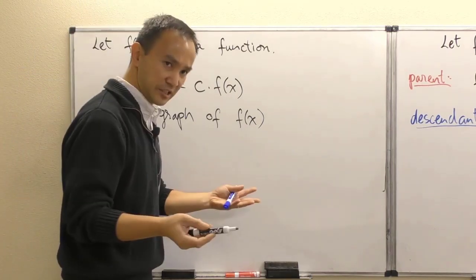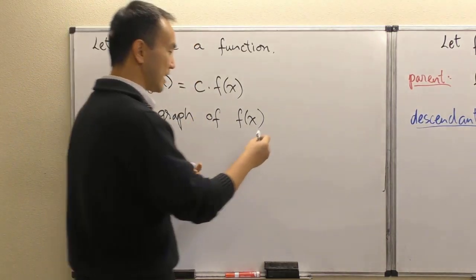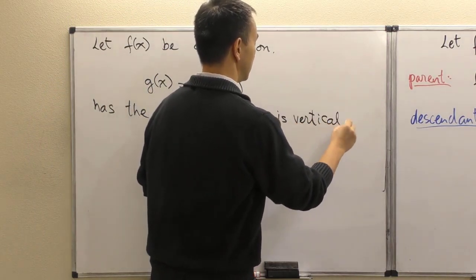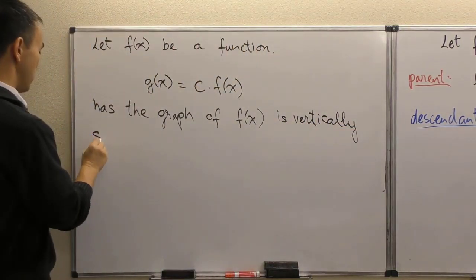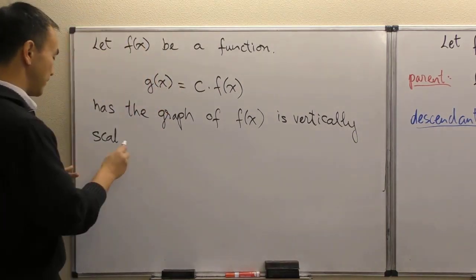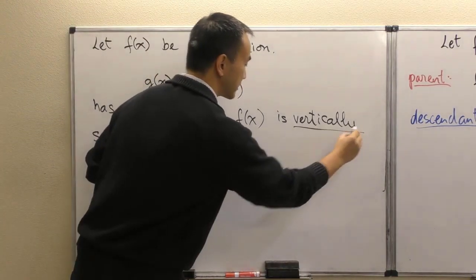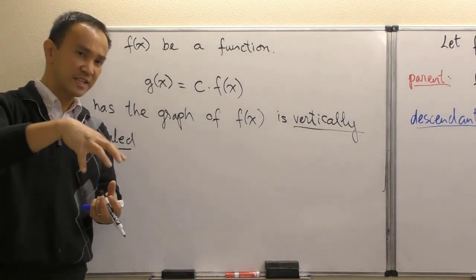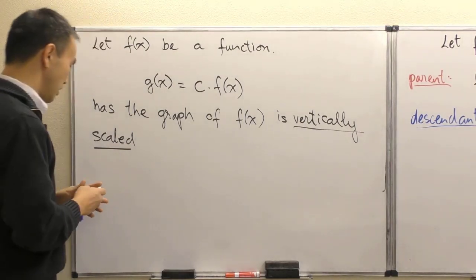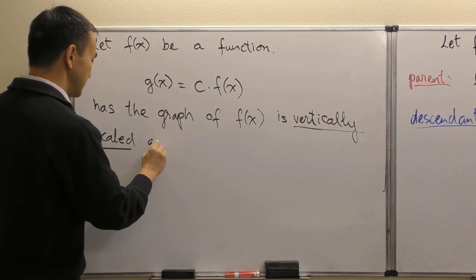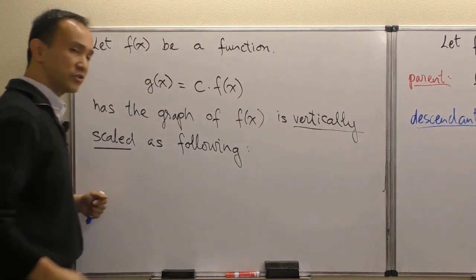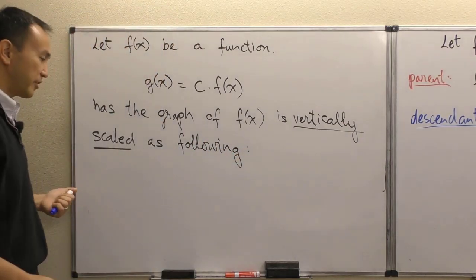But all of that together, I regard as: the graph of f of x is vertically scaled. I'm using that term, vertically scaled, because stretched, compressed, even flipped are included. They're all just vertically scaled. They're vertically scaled as follows. So now we're going to start splitting into a few situations, a few requirements, a few scenarios, okay?